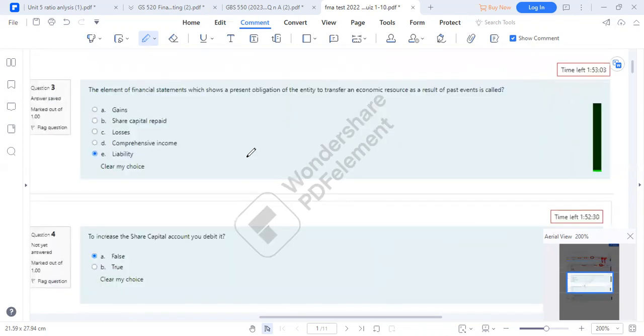The prepayment is money that you pay in advance. So the element of the financial statements which shows an obligation of the entity to transfer an economic resource as a result of past events is called what? A liability. The element which gives us an obligation to transfer an economic resource, which is money, because of an event that we did not pay for, is a liability. In short, a liability is simply what we owe.